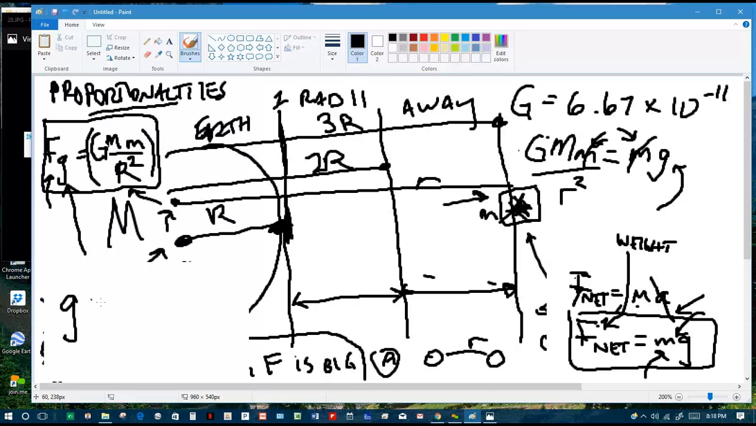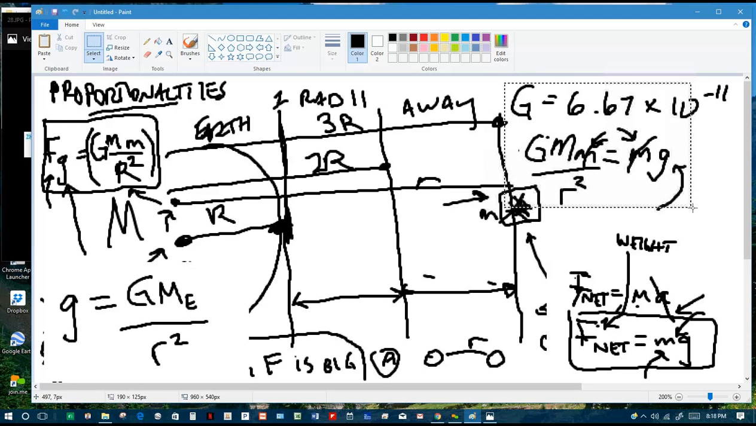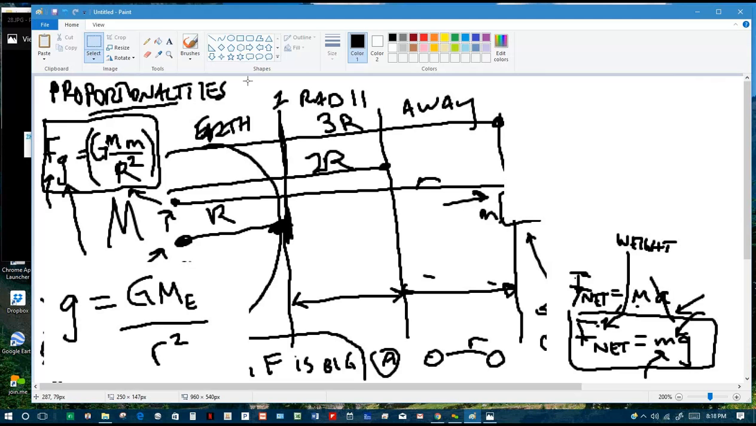How can you calculate that number? There's that beautiful formula we just derived: capital G times the mass of the Earth divided by r squared. And r is just the distance from the center of the Earth to wherever you're trying to figure out how strong gravity is. So coming back, I'm just going to draw you one more picture.